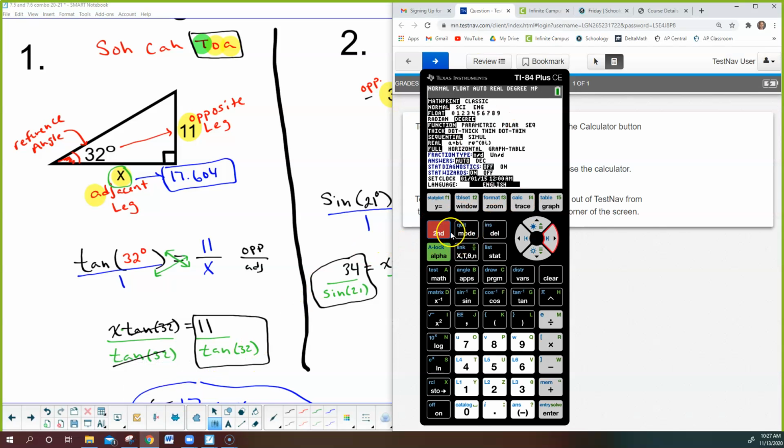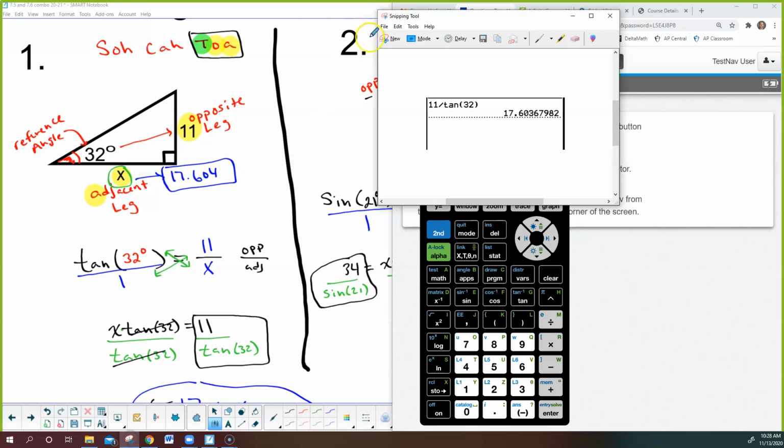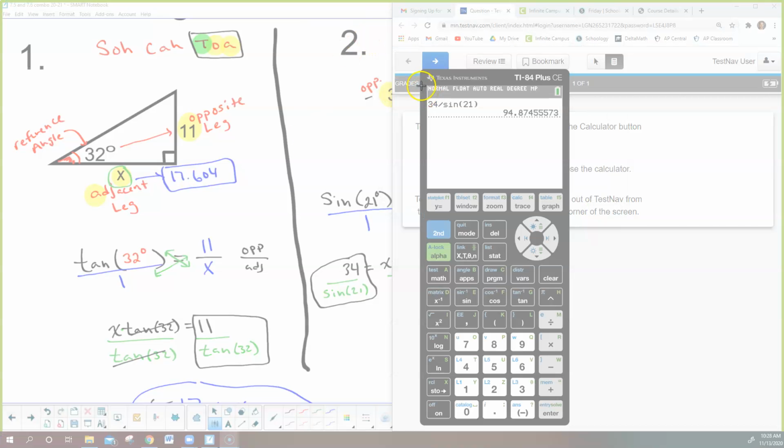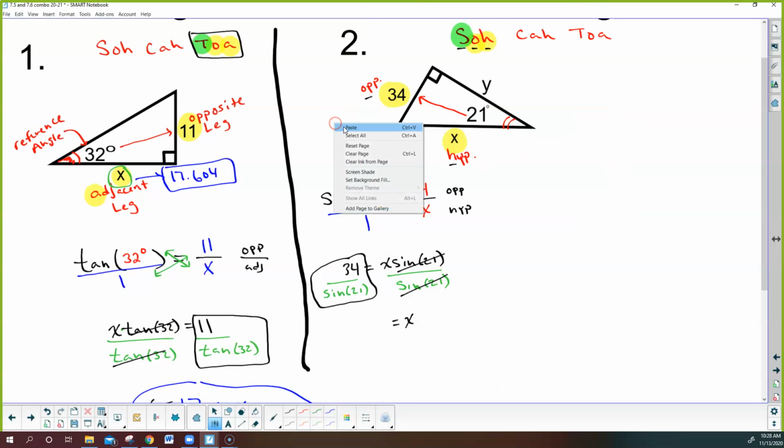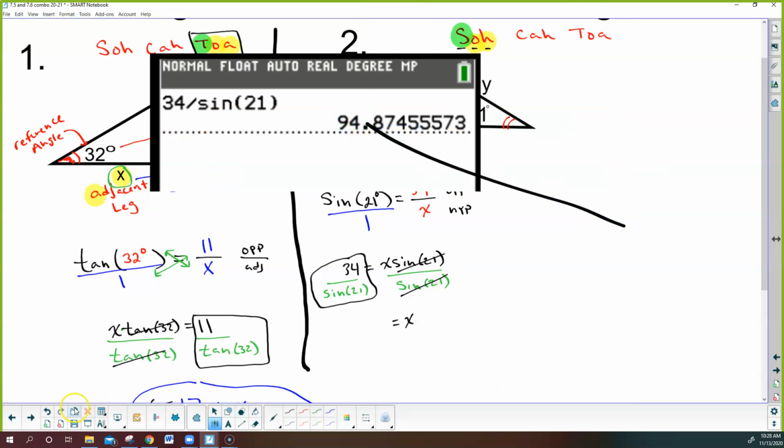So I'm going to go back. You can clear your screen, or you can just start with where you're at. But I've got 34 divided by the sine of 21. Now this should automatically be in degrees mode because we didn't change it. We didn't do anything to our calculator. And there you go. I'm going to just capture this screen.